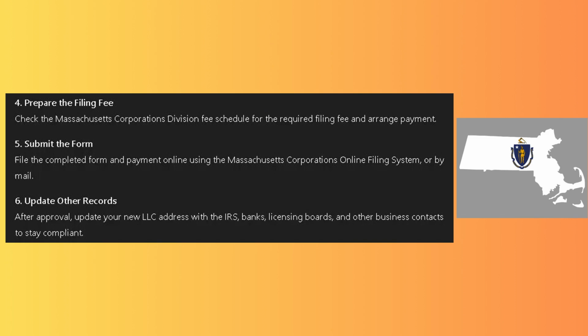Update any other records. After you are approved, update your new LLC address with the IRS, bank, licensing board, or any other businesses that you keep in contact with. Now you know how to change your LLC's address in Massachusetts.